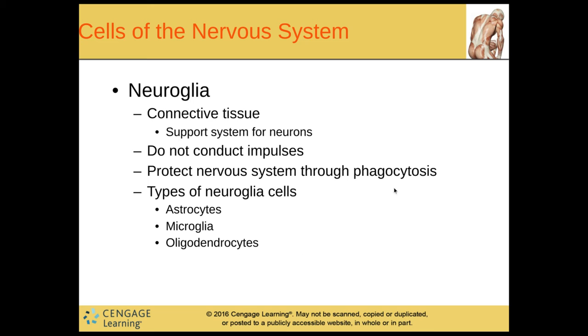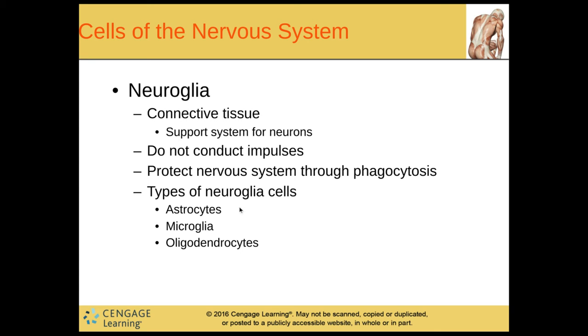So phagocytosis, if you need just a quick little rundown of it, whenever I think of phagocytes, I think of a Pac-Man. So phagocytosis is the act of one cell eating something else. I think of a white blood cell that goes and eats a bacteria. So that's considered phagocytosis. So what this neuroglia does is it protects the nervous system through that process of phagocytosis.